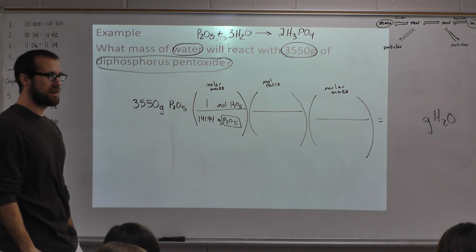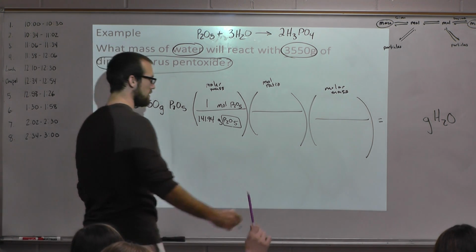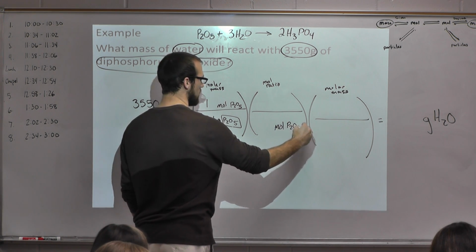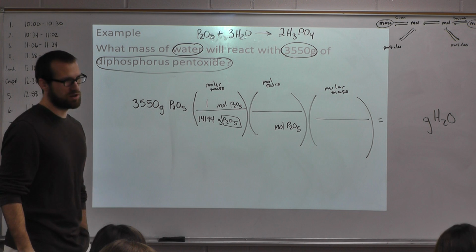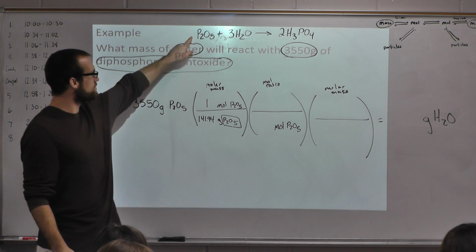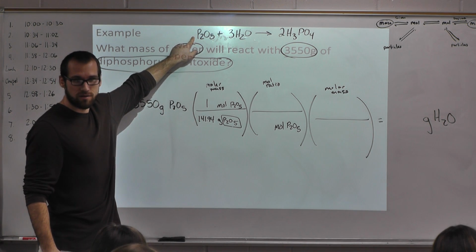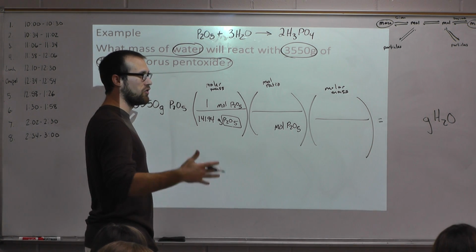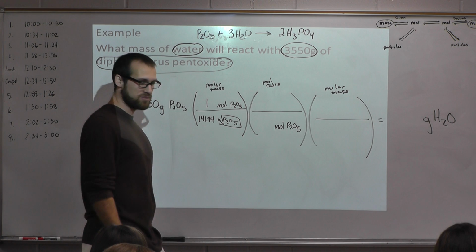Again, follow the unit train here. 1 mole P2O5 at the bottom, moles of P2O5. Why did you say 1? Because where are you getting it from? From the recipe, because we're in the mole ratio. And then this is where we would go to a new substance.